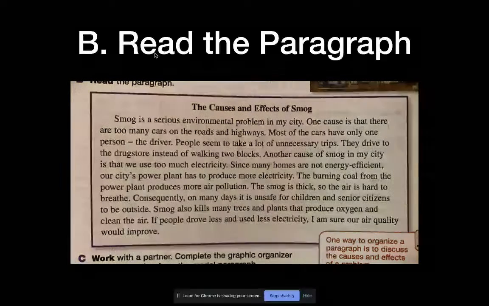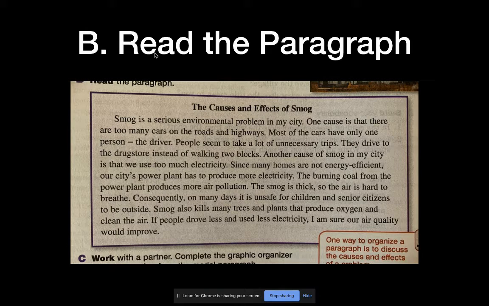One cause is that there are too many cars on the roads and highways. Now, that's sentence number 2. If you look at the next sentence, which says, most of the cars have only one person, the driver, this is not another cause we're talking about. This is just adding detail to explain more about that cause. So it's trying to show you why there are too many cars on the roads. It's because often people are not sharing rides. They're not carpooling, we call it. There's only one person in a car. And so it creates more traffic and puts more cars on the road.